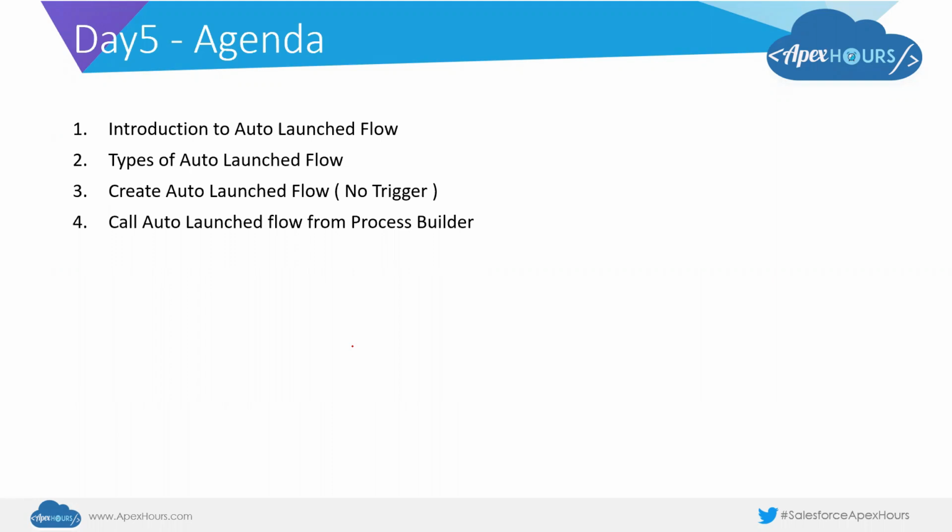So basically what we are going to do here is use the process builder and the flow builder. And even if you want, you can skip the process builder. You can directly use flow builder, which we will also discuss. But the whole agenda here is to show you how you can call the auto launch flows from the process builder as well.